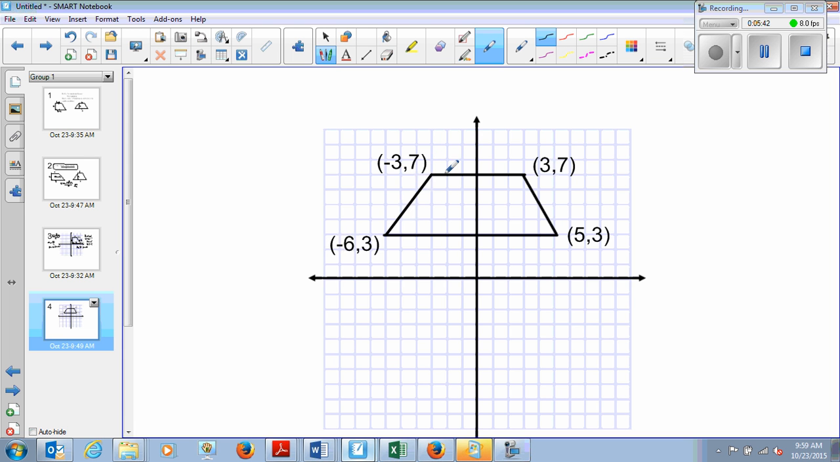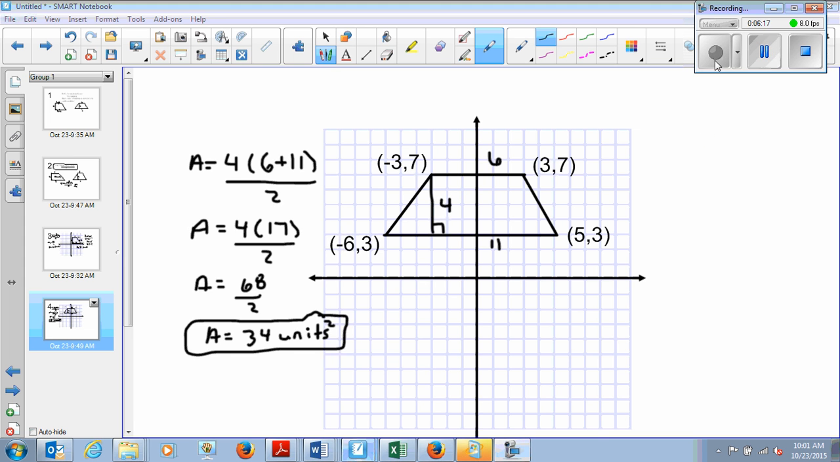So for this one, the bases are going to be easy to find because they're on axis, or axes, I guess I could say. So the length of this base is going to be 1, 2, 3, 4, 5, 6. And the length of this base is going to be 1, 2, 3, 4, 5, 6, 7, 8, 9, 10, 11. So we have that. What we don't have is the height. I don't see a 90-degree angle right now, so I'm going to have to draw in my own 90-degree angle to create a height, and the height's going to be 1, 2, 3, 4. Go ahead and hit pause and see if you can find the area of this trapezoid on your own.